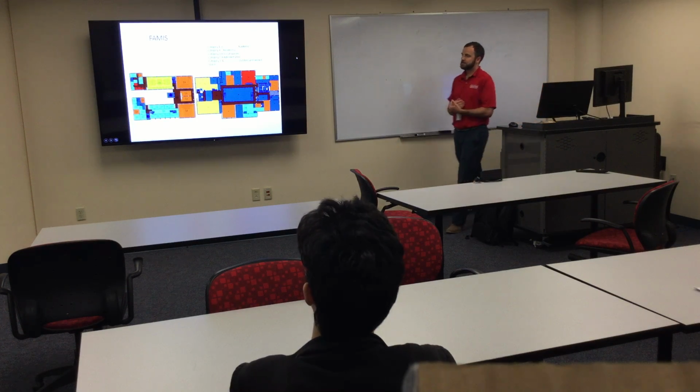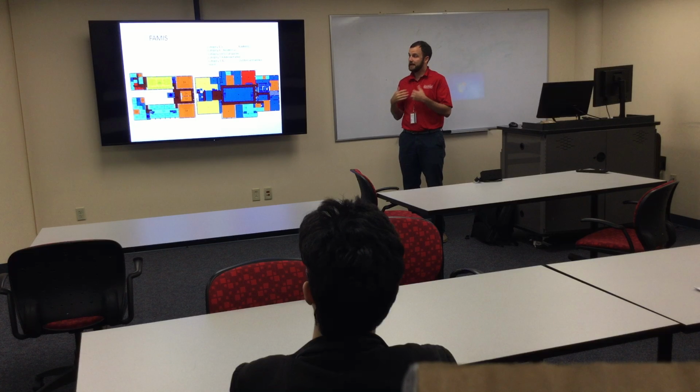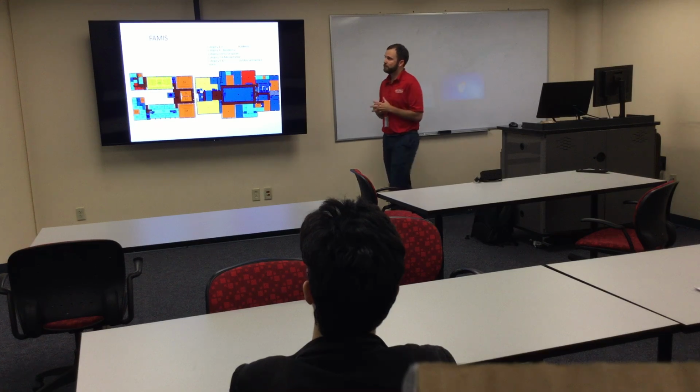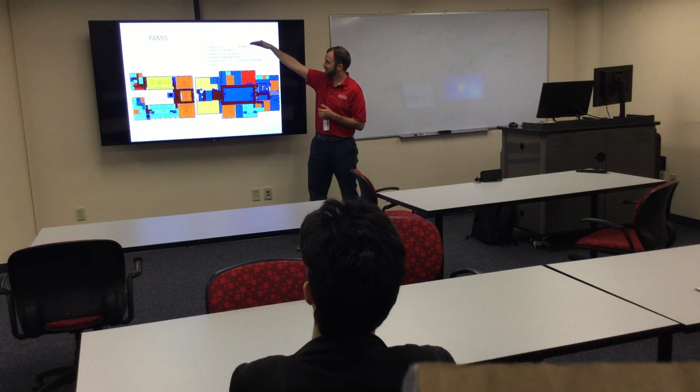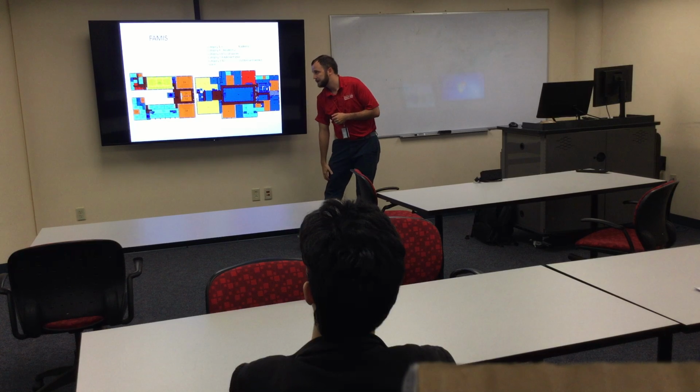So I have this on here just because this is basically how we see the campus. We've divided the campus into different categories. Categories 1 through 3 are basically academic, residential, social spaces, administrative, outdoor.